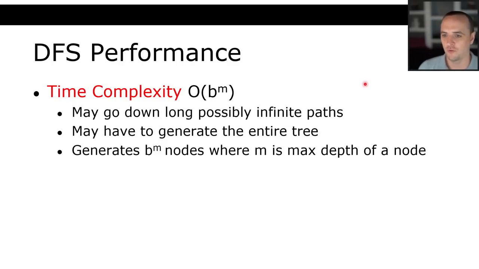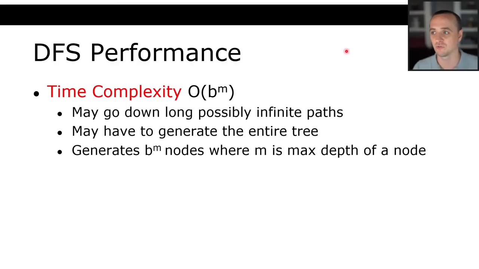Depth first search performance is a bit better than breadth first search, but still it could be really... Oh, sorry. The time complexity is horrendous, right? It may go down possibly infinite paths. And so it's going to generate B to the M, where M is the maximum depth of a node. It's like the size of the search tree is the time complexity. This has the worst time complexity of all.